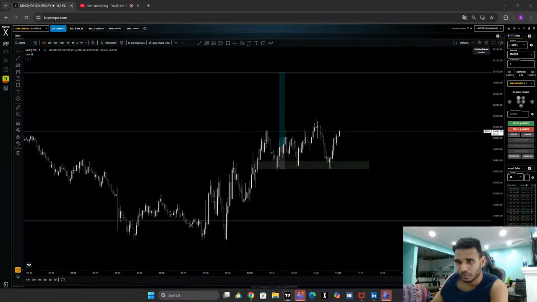What happened? We got that inversion, change of state, inversion one and two inversion. SMT, proper market maker sell model, change of state, inversion, displacement with the fair value gap. Also get tapped and enter.